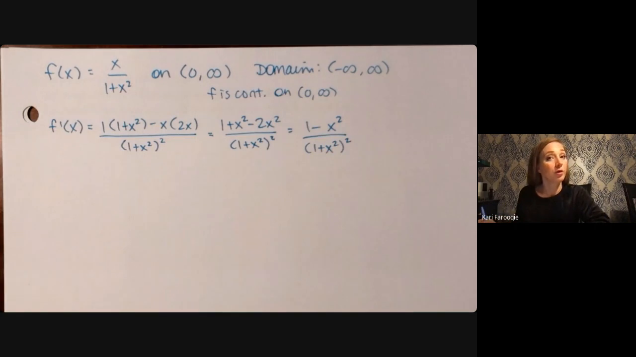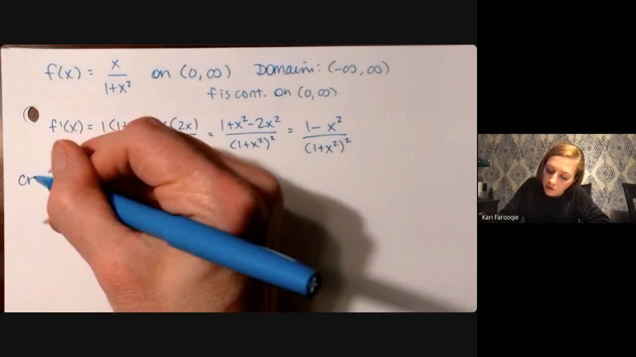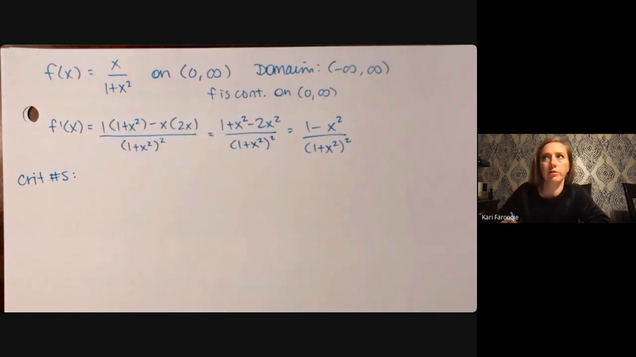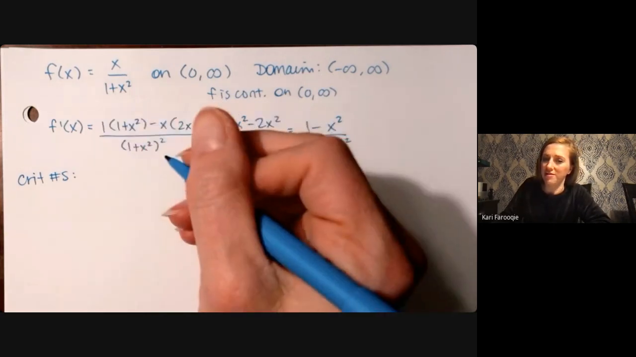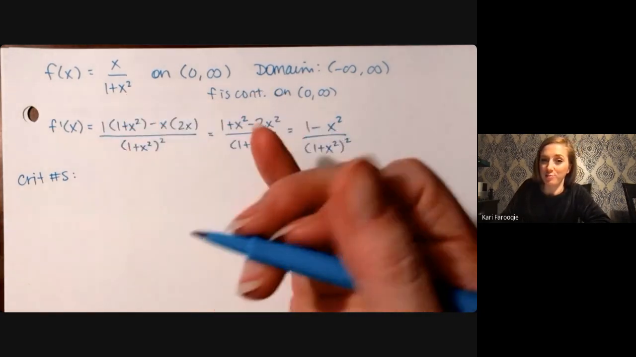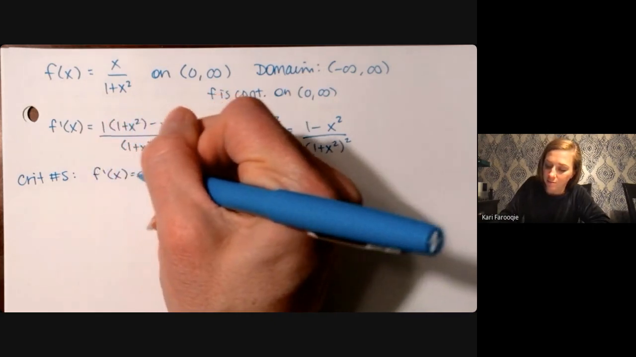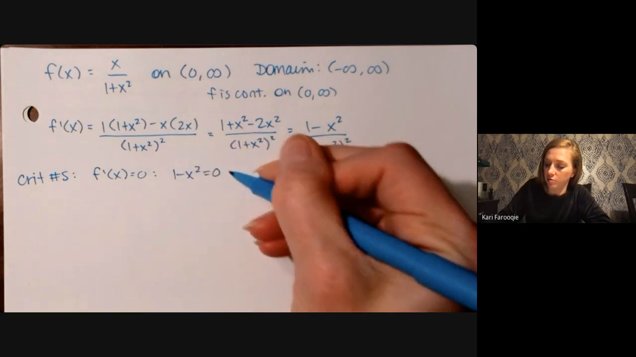Now I'm going to look for critical numbers. Remember, the critical numbers are going to occur when the first derivative either equals 0 or does not exist. We already said that the denominator wouldn't possibly have any of those values, but we can look at the numerator. So this is going to be 1 minus x squared equals 0.